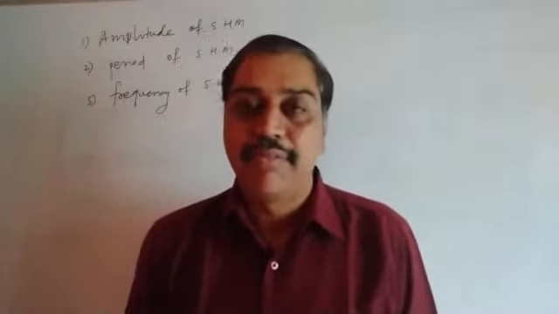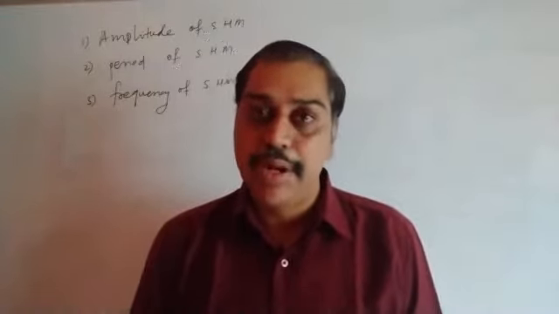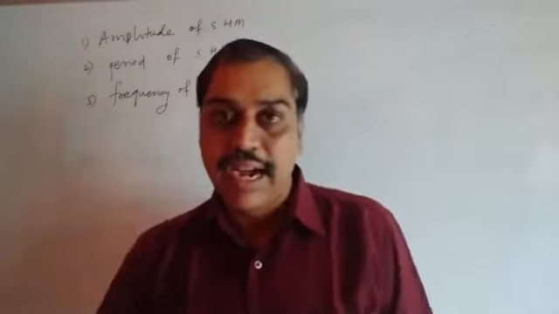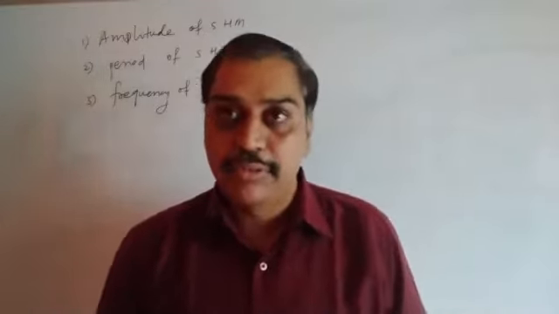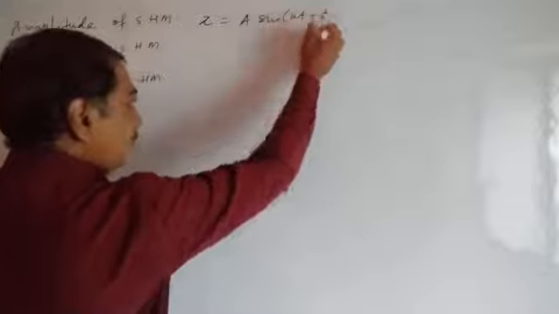Maximum displacement from the mean position is said to be amplitude. In case of a simple pendulum, the right-hand side is plus A, and the left-hand side is minus A. So what is amplitude? We can write one equation. Amplitude means maximum displacement. It would be represented by x equal to A sine of omega t plus phi.